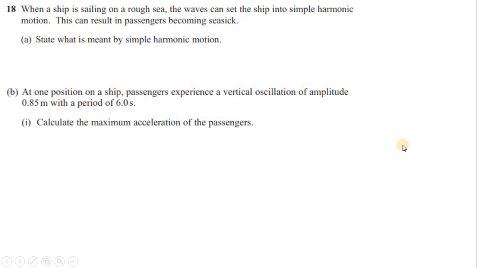When a ship is sailing on a rough sea, the waves can set the ship into simple harmonic motion. This can result in passengers becoming seasick. State what is meant by simple harmonic motion. A typical definition: simple harmonic motion, SHM, is the motion in which acceleration is directly proportional to the displacement from the mean position and always acts towards the equilibrium position.